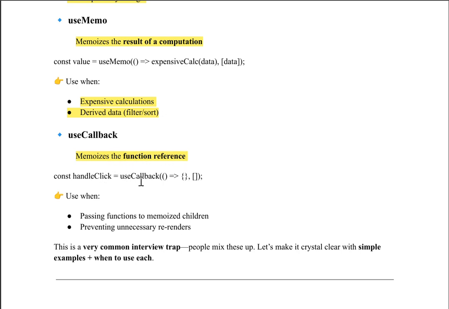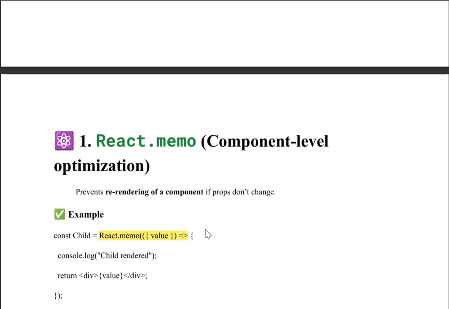For example, in useCallback, here we will write the function, and inside that we will give the dependency. So use this when passing functions to memoized children. Okay, and it is also used to prevent unnecessary re-renders. So let's check some examples.